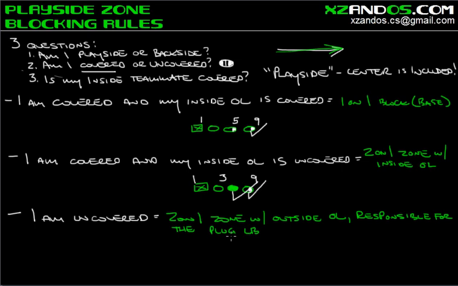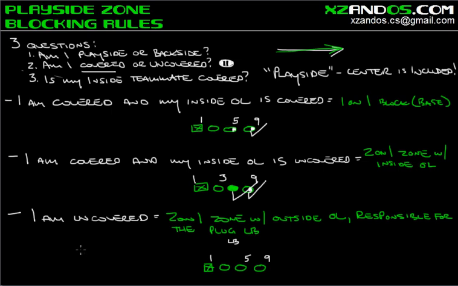And I'll tell you what I mean by the plug LB here in just a second. Let's diagram this real quick. So we have our center, we have our guard, we have our tackle, and we have our tight end. And I'm going to draw what we have up top, the very first diagram, which is a type of under front or an odd front. So we'll have a front side 1, a play side 5, and a play side 9. But I'm also going to insert a linebacker right there.